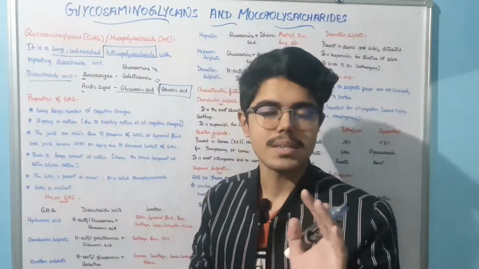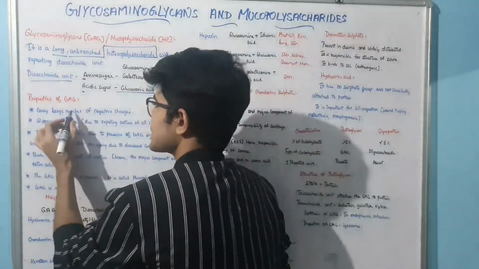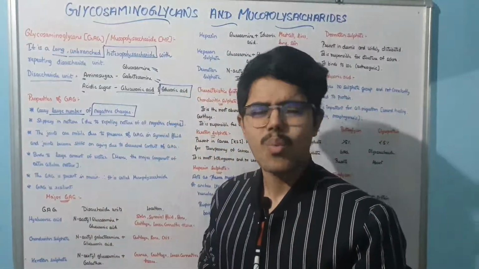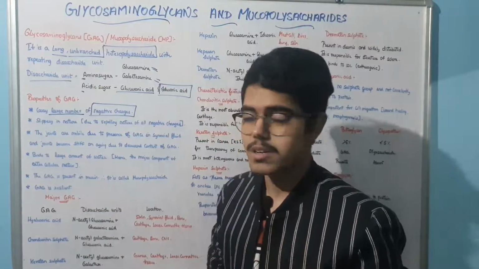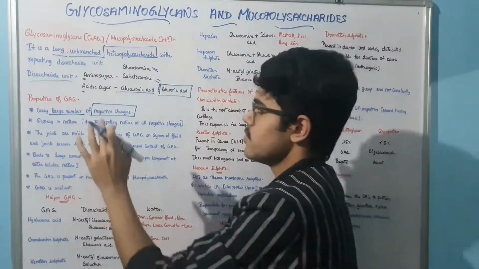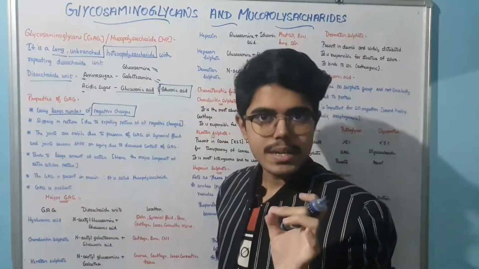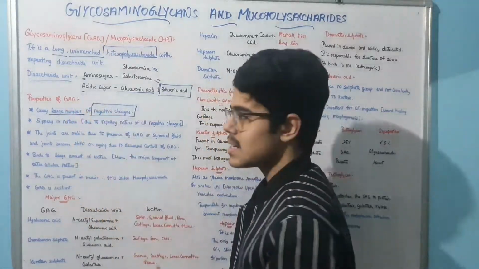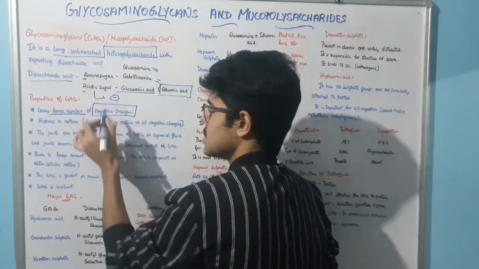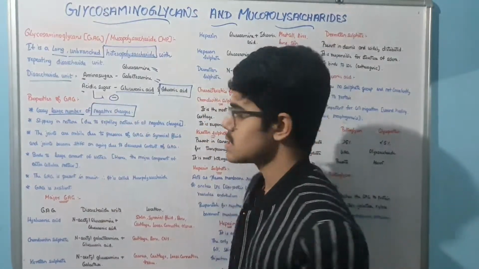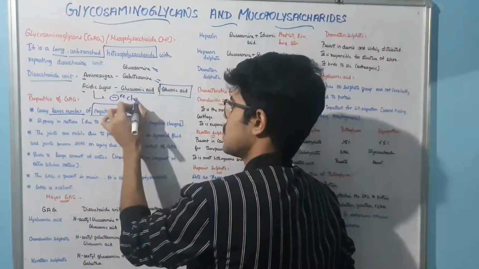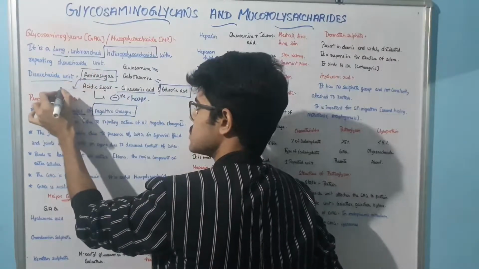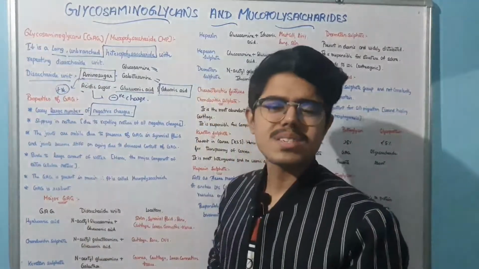Okay, now what are the properties of the glycosaminoglycans? Very important, sir. Listen carefully. First, it contains a large number of negative charges. Now you can ask me: why does it contain negative charges? See, we already learned it is a disaccharide unit. It contains amino sugar as well as acidic sugar. This acidic sugar, we know it is a negative charge, yes or no? Acidic sugar means what? Negative charge. But this amino sugar is there, no? It is positive. Then how, sir, is it negative charge?